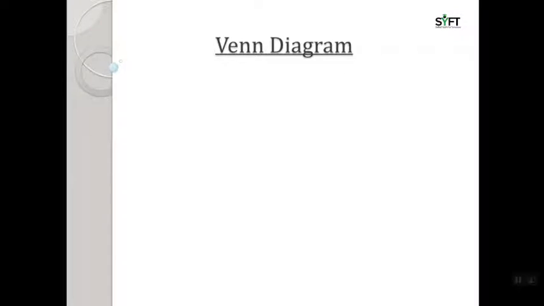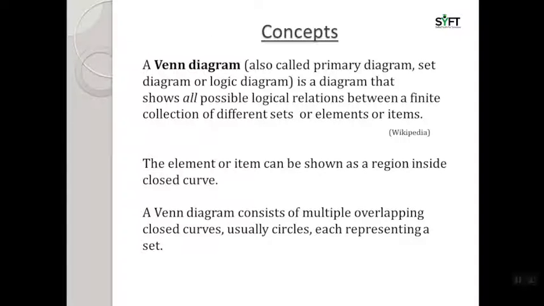Hello guys, today we are going to discuss the Venn diagram. A Venn diagram, which is also called a primary diagram, set diagram or logic diagram, is a diagram that shows all possible logical relations between a finite collection of different sets or elements or items.